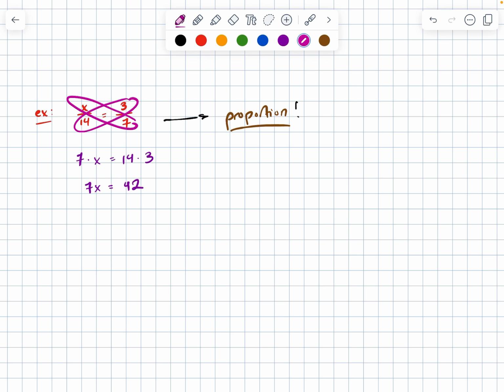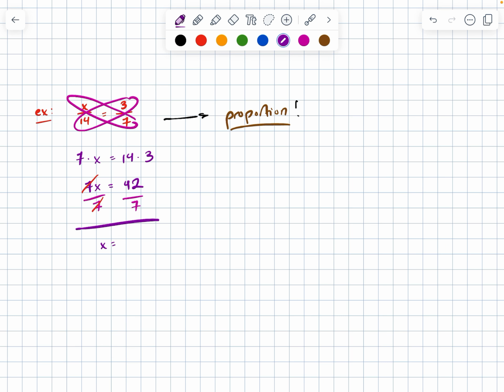So to undo multiplication by 7, I should probably divide by 7. So I'll take both sides of my equation and divide by 7. On the left, 7 and 7, they undo each other. And on the right, 42 divided by 7, well, that means x should be equal to 7 times what is 42? You tell me. I don't actually remember. It's 7 times 6, right? 7 times 6 is 42? Yeah. Okay, so in this case, x equals 6.